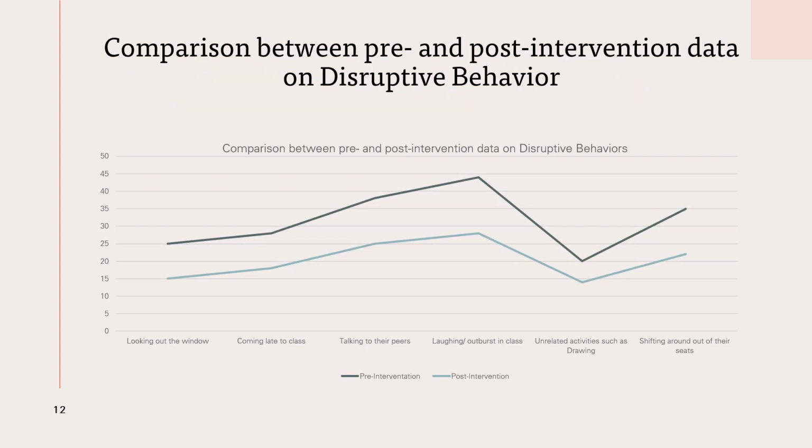Comparison between pre- and post-intervention data on disruptive behavior. As you can see, these are the 2 different lines showing you the pre- and post-intervention data on disruptive behavior. The black line shows you the pre-intervention, how high it was, and the blue line shows you the post-intervention, how it significantly reduced from high to low.